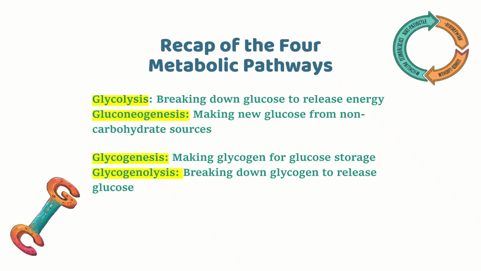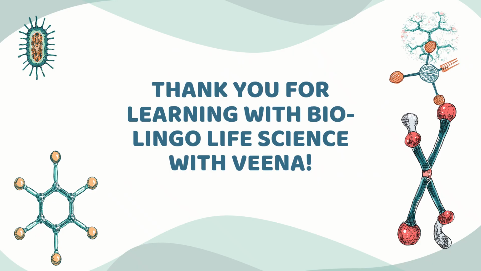Glycogenesis is formation of glycogen from glucose when you are full or when you are well fed. Then your excess energy will be converted into glycogen and will be stored in the liver or muscles. Glycogenolysis: when glucose is needed for the body, then glycogen which is stored earlier will be broken down into glucose and it will be used up in the form of energy. So these are the four terminologies. In this manner you can remember them easily.